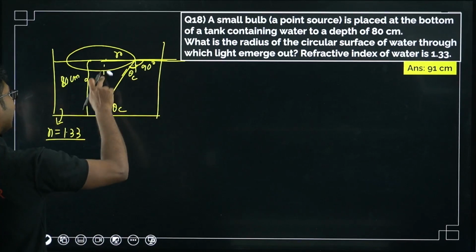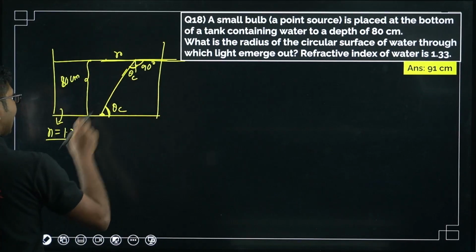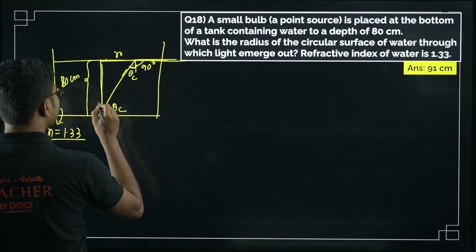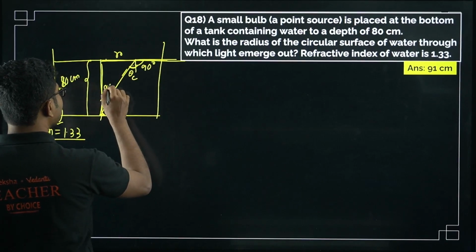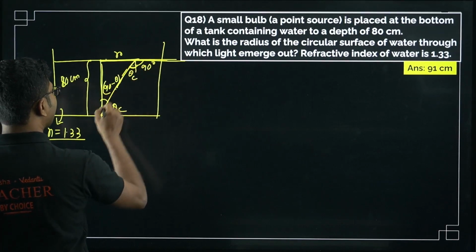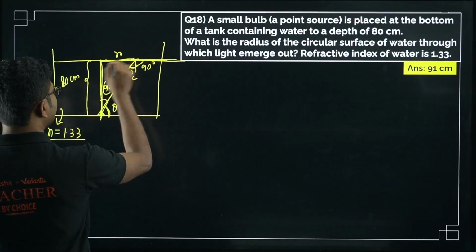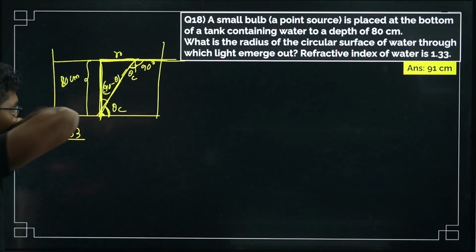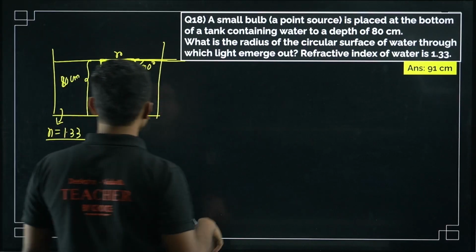And then what? Then we can calculate this angle as well. This is a normal, this is normal, means this angle will be 90 minus theta c. Okay, and then you can use trigonometry to calculate this height. This is given, this angle you have calculated, you can find this distance, right? Now how to solve it?